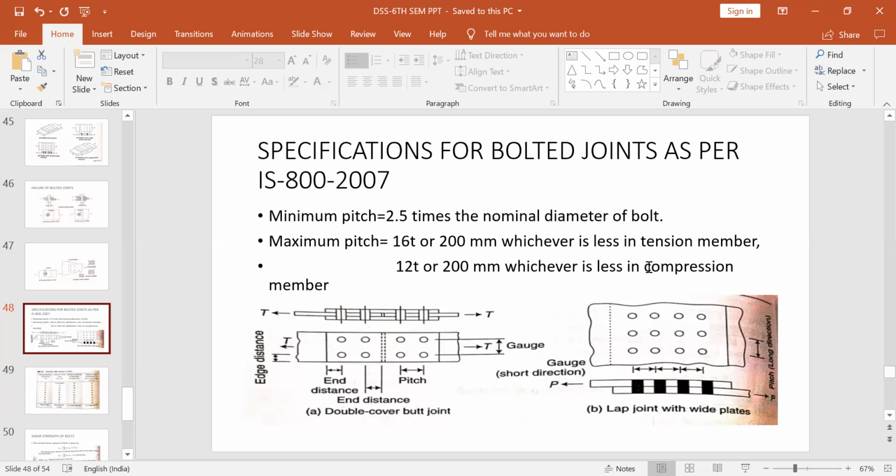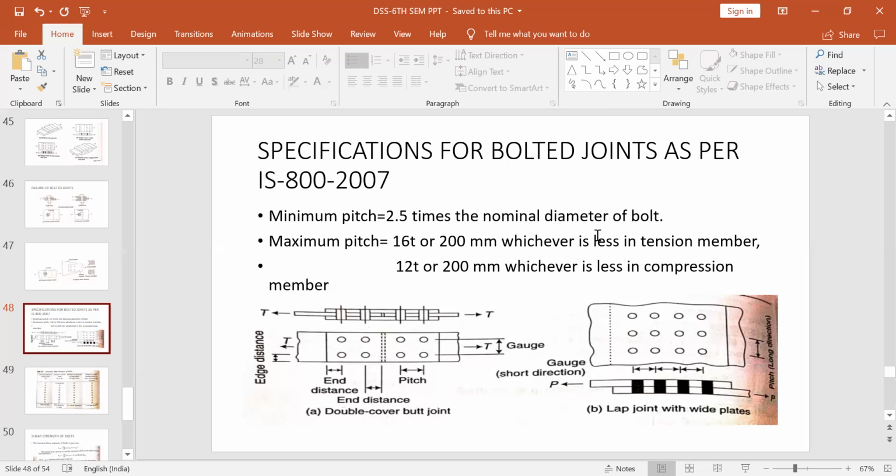For more than 20 mm, 22 mm and so on, the gross dia will be the nominal dia plus 2.5 mm or 3 mm, so it will be more. Depending on the dia of the bolt, the dia of the hole shall be different. Here we are talking not about the dia of the hole, but the dia of the bolt. So the minimum pitch should be 2.5 times the nominal dia.